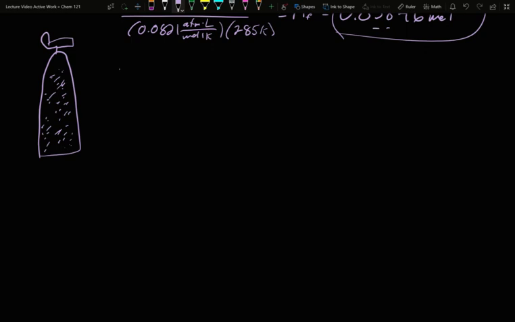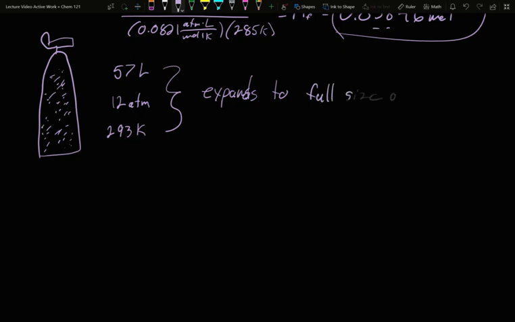If I have one of these tanks, they're generally about 57 liters at 12 atmospheres at room temp. They can get way over 12 atmospheres; this is actually a lower pressure one. But what I want to figure out here is, if this expands to full size at 1 atmosphere, so basically it busts open because there's more force on the inside than outside, it suddenly expands and spreads out, what's the new volume?